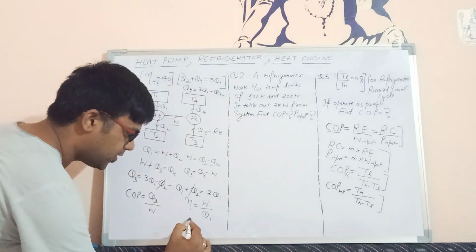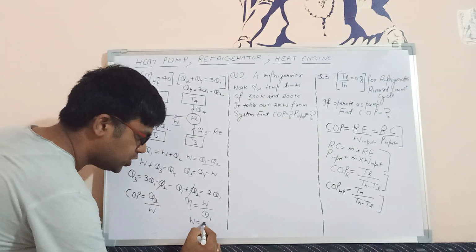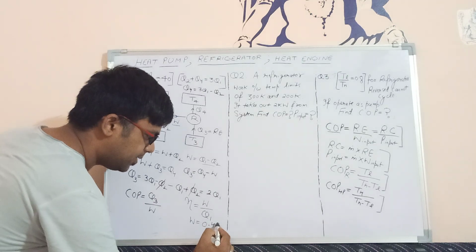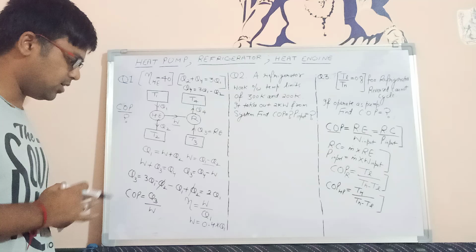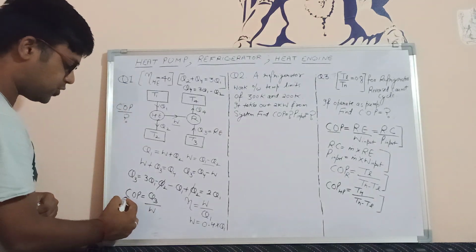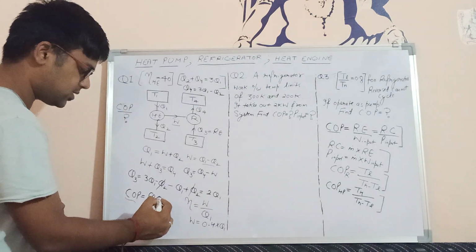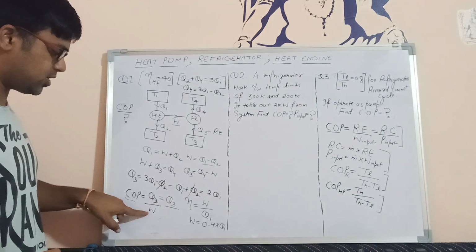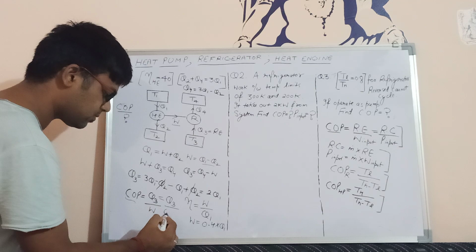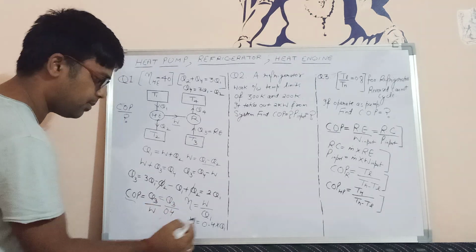So what is the formula of W? W will be equal to 0.4 multiplied by Q1. That is the formula of work done. Now I have to find the value of COP. COP is Q3 divided by W. What is W? It is 0.4 multiplied by Q1.